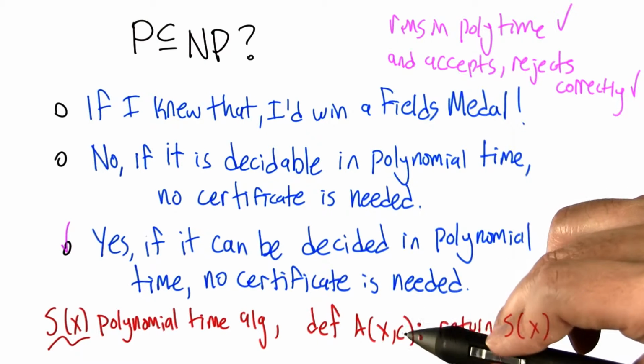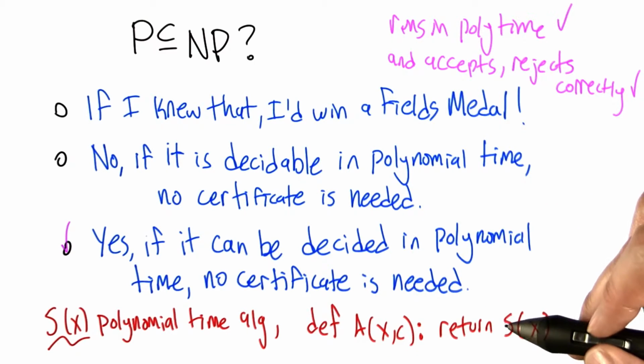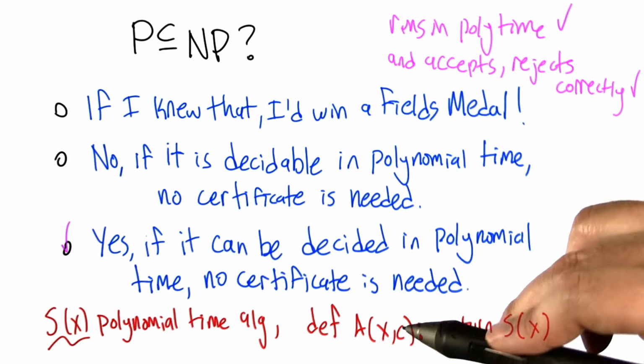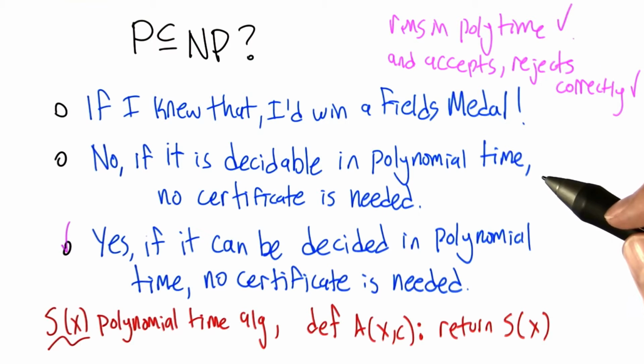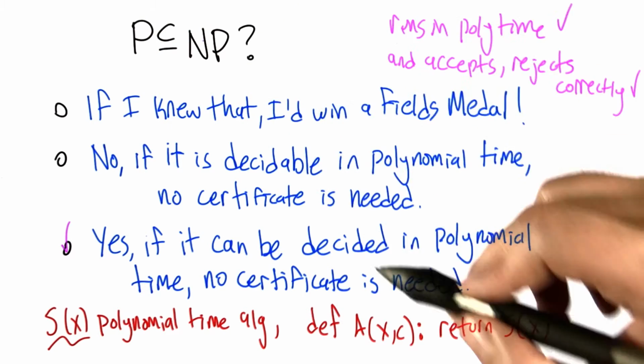And if the answer is no, there's no certificate you can give it that will get it to say anything other than no. And that's, again, because it's ignoring the certificate and actually just giving the answer. So it satisfies the two things that we need for the problem to be in NP. So anything in P is also in NP.